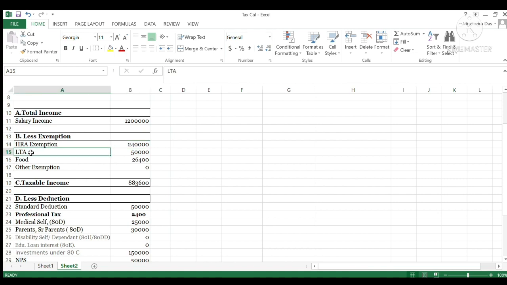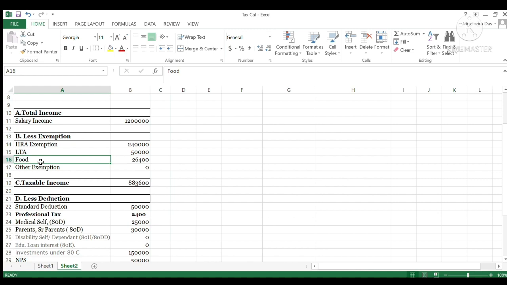Leave and travel allowance. This is also a part of your salary component, but this portion is kept aside and it is only given when you submit the bill for travel. For example, within India, if you go with your family or individually for a leave, then whatever the flight fares, train fares, or bus fares, if you submit them, the exact actual amount will be given to you out of your LTA amount without deducting any taxes. So let's assume that for LTA you have taken 50,000 rupees. Now food coupon is also a part of your salary component.